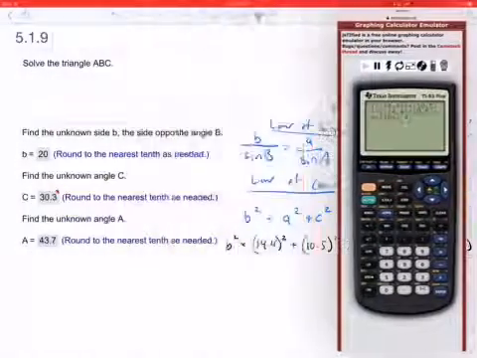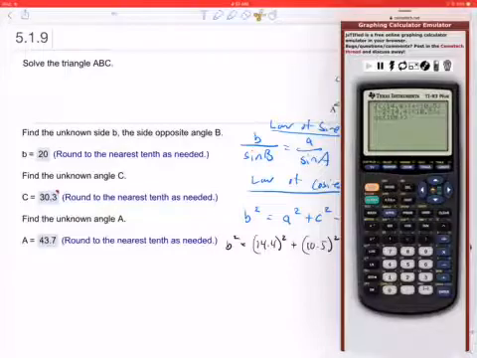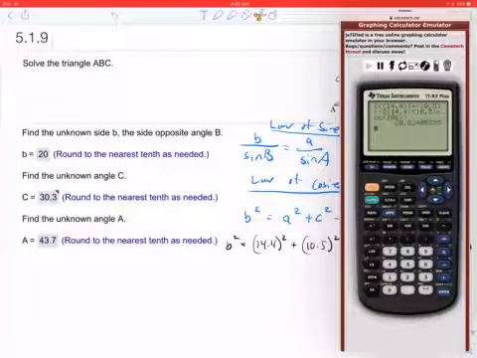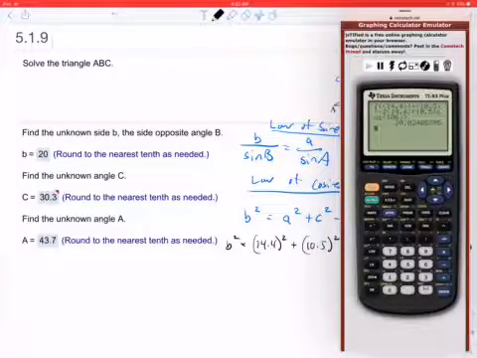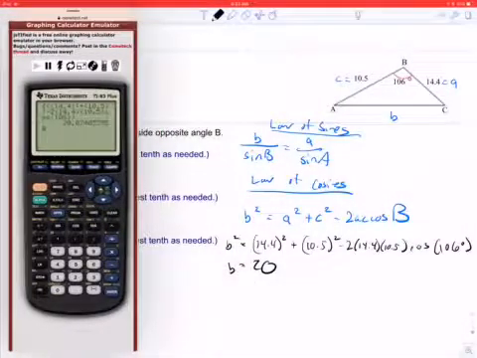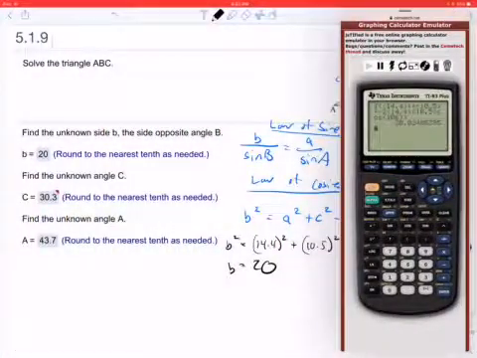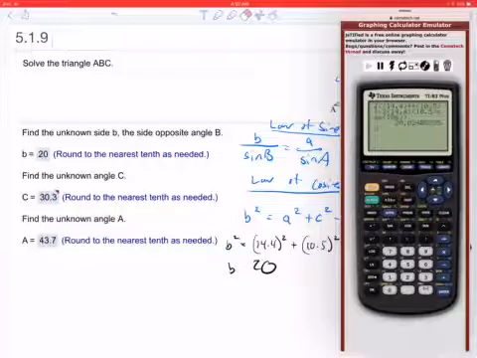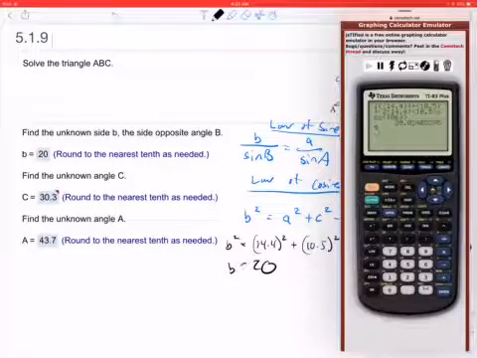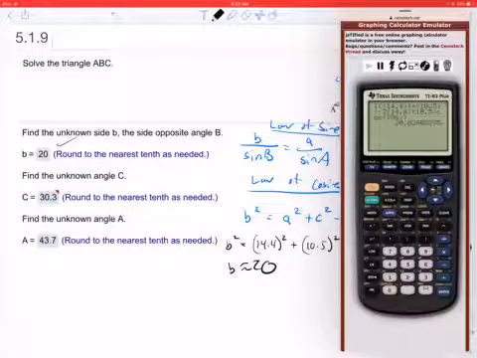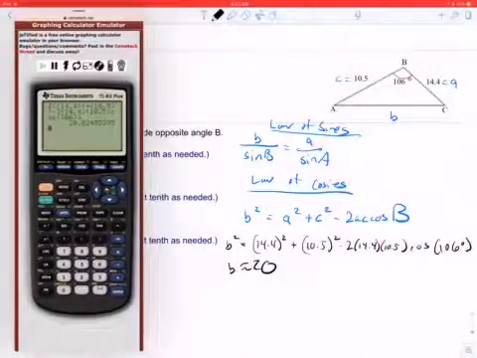Now side B should be 20. It says round to the nearest tenth as needed. We should get 20, and that is indeed what we get. So B equals 20, whatever the units are, or approximately. It confirms this. Then it says find the unknown angle C.